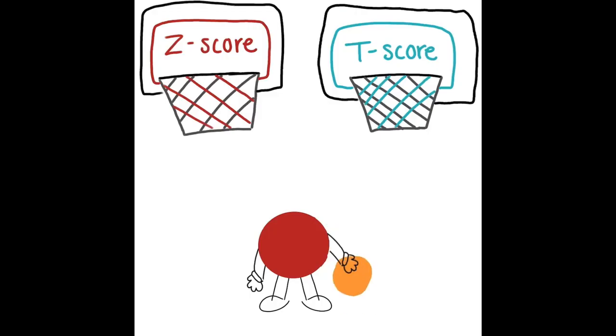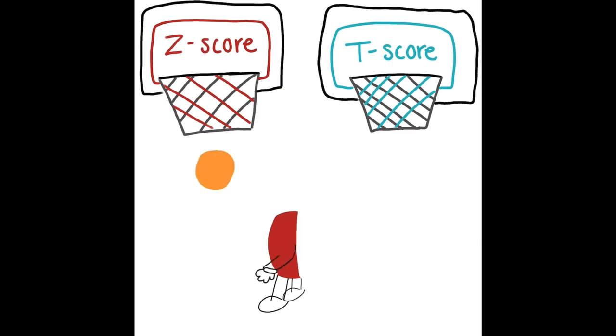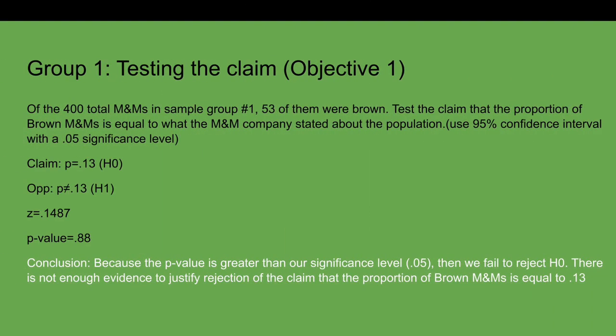So Red is going to help us determine whether or not we're going to use a z-score or t-score. Correct. So we're going to use the z-score. Oh, I hope Red didn't get too hurt back there. So moving on to testing the claim.